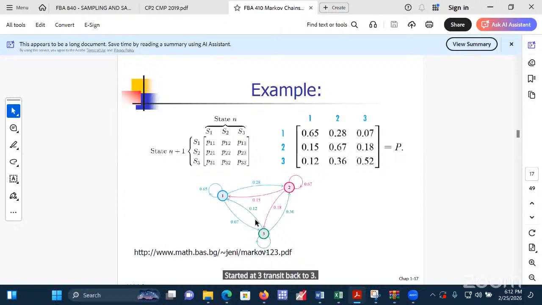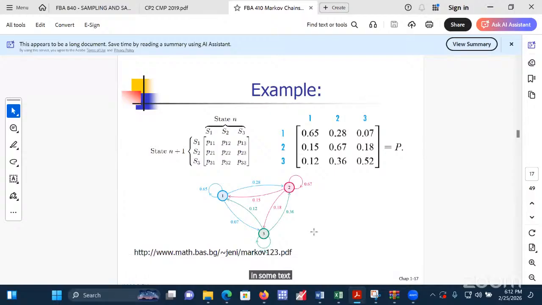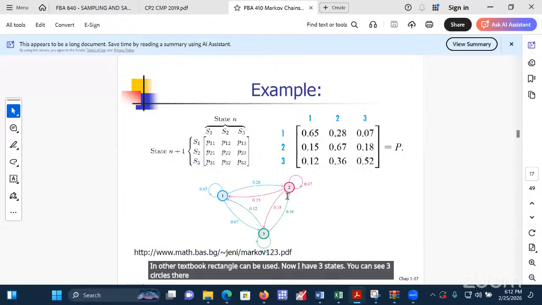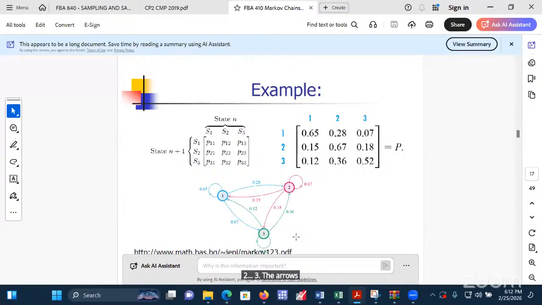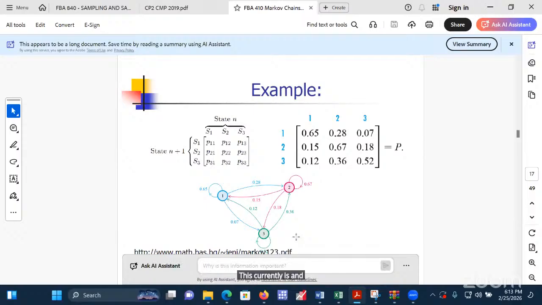Now, let's look at the diagram. You can see that we use circles to represent the state. In some textbooks, it is square that will be used. In other textbooks, rectangles can be used. Now, I have 3 states. You can see 3 circles there. Circle 1, 2, and 3. And then they are properly labeled. The arrows show the transition, and the direction of the arrow shows where the state currently is and where it is transiting to.